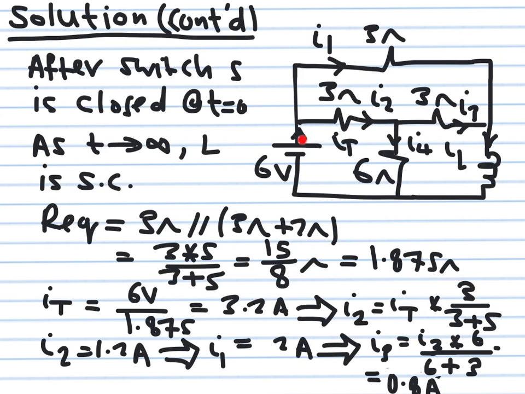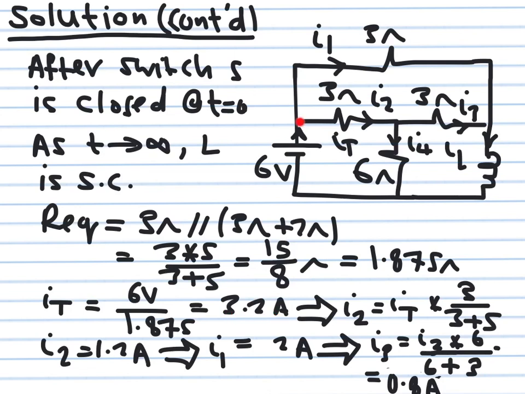Then I can find this current I total. This is very simple circuit analysis. You notice I'm now assuming that the inductor is a short circuit, because I'm talking about a steady state condition for the case after the switch has been closed. I total is equal to this 6 volts divided by the total resistance 1.875. This will give me 3.2 ampere.